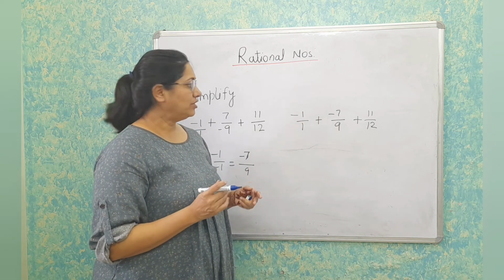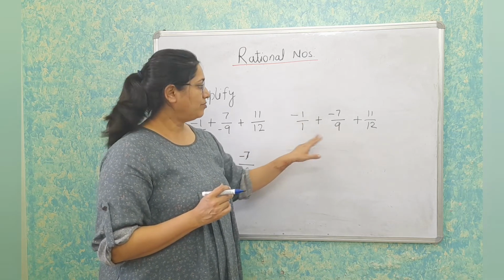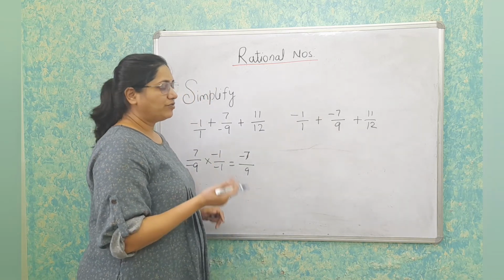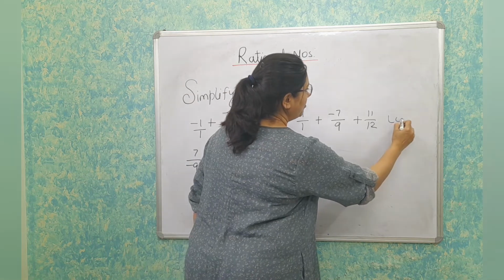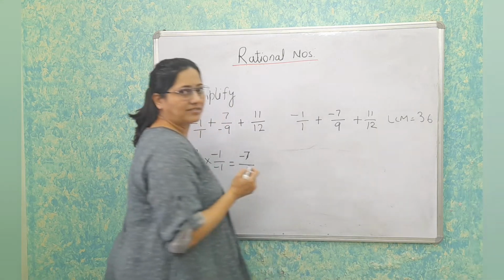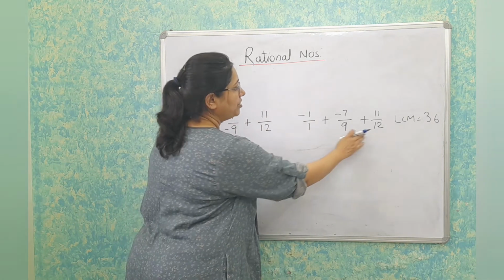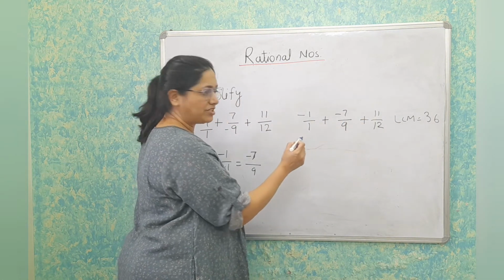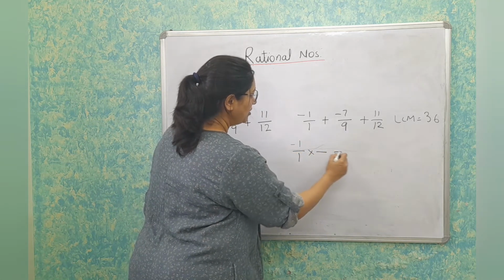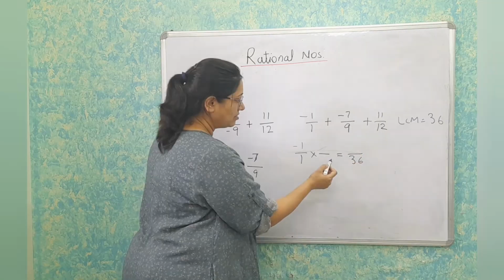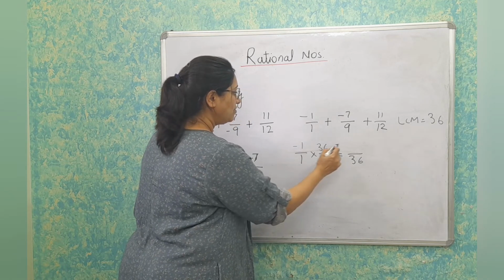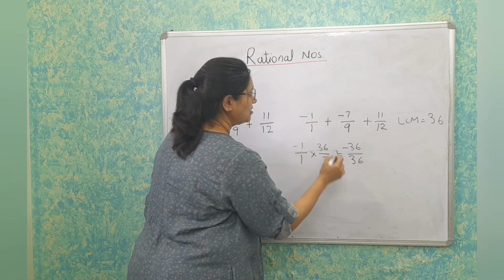Second condition, you know that the denominator should be the same, but 1, 9 and 12, all three of them have different denominators. So first I will take the LCM of all three of them, and the LCM would be 36. So now I have to change all three denominators into 36. So first I will take minus 1 upon 1 multiplied by a number to make it 36. You know 36 ones are 36. So again I will multiply minus 1 with 36 and this is minus 36.